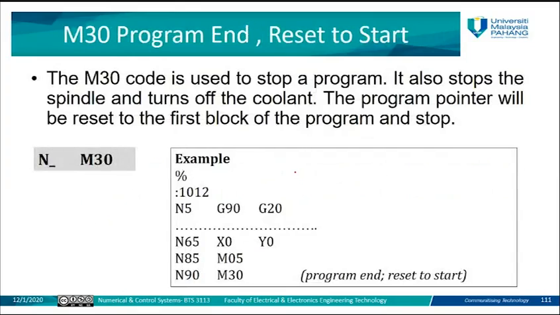M30 is used for program end. So you build your own program. The program has an indicator for starting the program. It has the program number here. There are a lot of blocks in between. You come to the end, you want to end this program or reset to start another program and so on. So use M30. So N90, M30. M30 will end your program. The program will execute one time until it reaches M30, then it will stop. If you want to run it again, you just execute the program again.